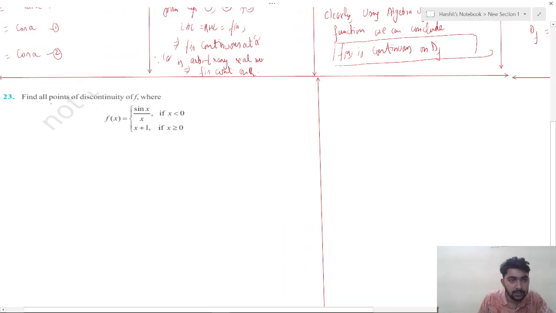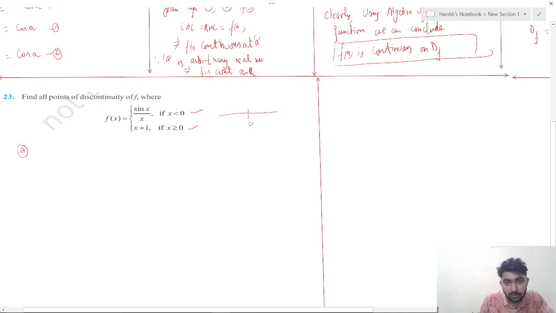So here they are saying find all the points of discontinuity of f, where f of x is equal to sin x upon x. Actually this question has three parts. The first part is A, the second part is B, and the third part is C. The first part is before 0, after 0 and equal to 0.